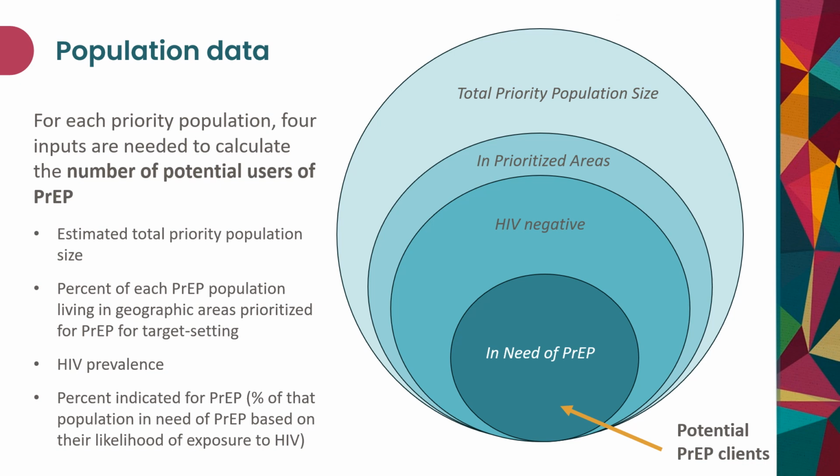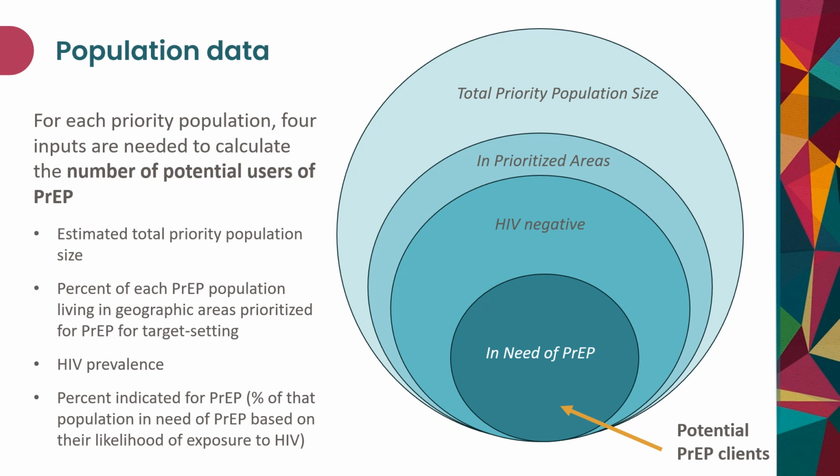Next, there's the percent of the populations living in the geographic areas that have been prioritized for PrEP for the target setting exercise. For some countries, PrEP may be delivered everywhere, but there may be some areas where the HIV incidence is higher and their target setting exercise is focused on those areas.